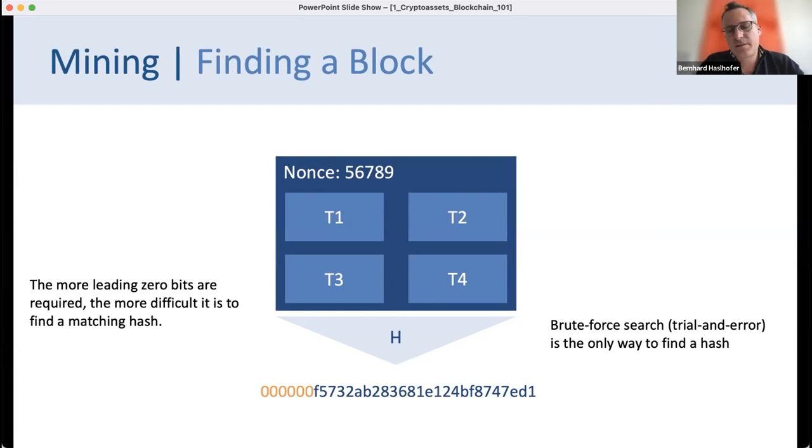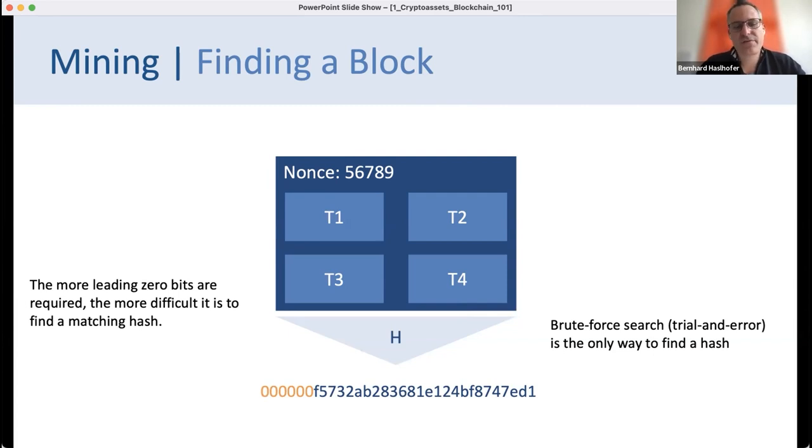And one rule is that the hash that's computed must have a certain number of leading zero bits in order to fulfill the requirements of the protocol and be a valid block. The only way to find such a hash, since hashes are one-way functions, is to apply brute force search techniques. So just try again and again, changing the nonce values, to find a hash that matches the criteria imposed by the protocol.